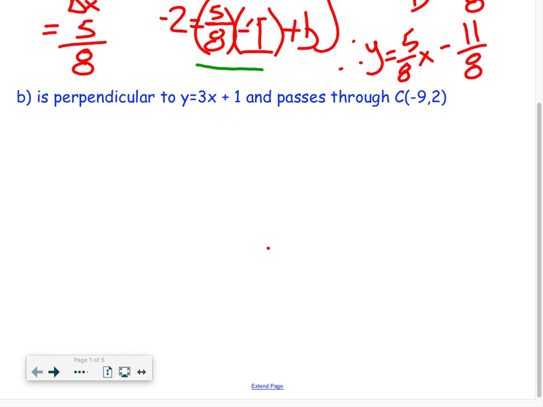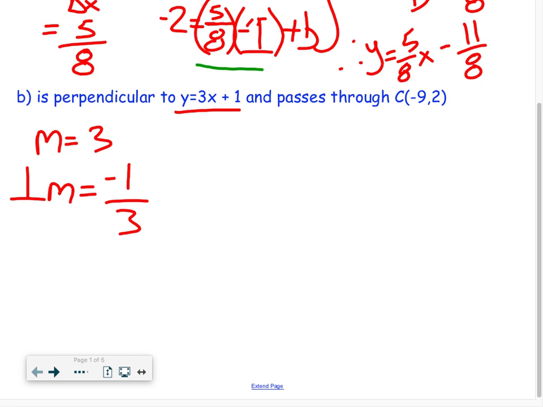The next one is looking for a perpendicular equation to this. It passes through c, which is negative 9 and 2. So first we need to find our slope. The slope of that line is 3. So then the perpendicular slope is always our negative reciprocal. It's 1 over 3, and we have to make it negative. We're now going to use that slope and the point we're given.